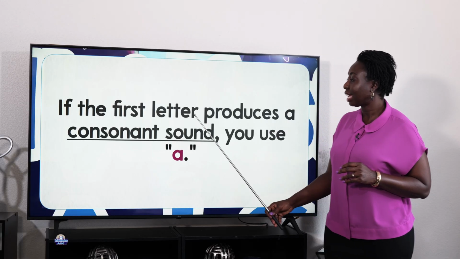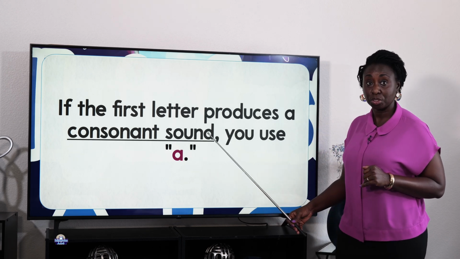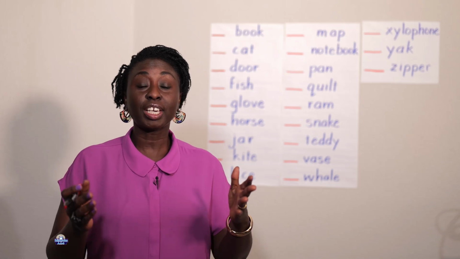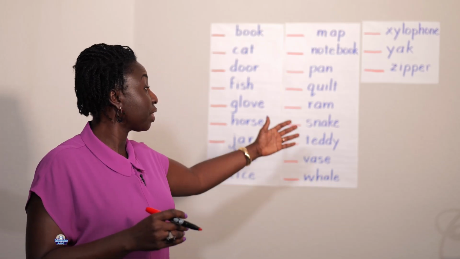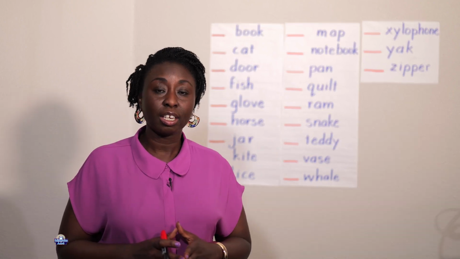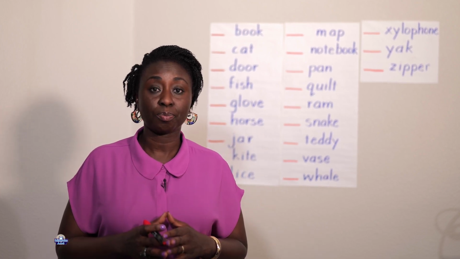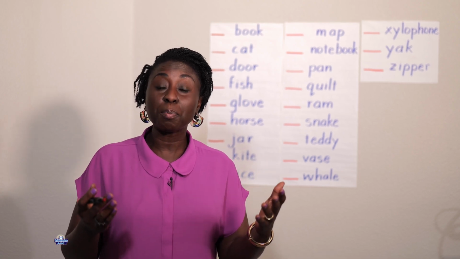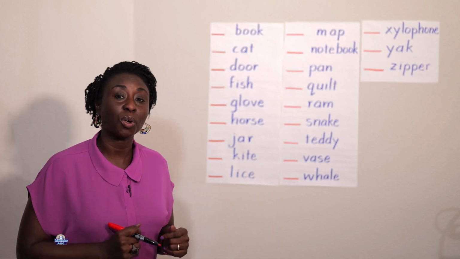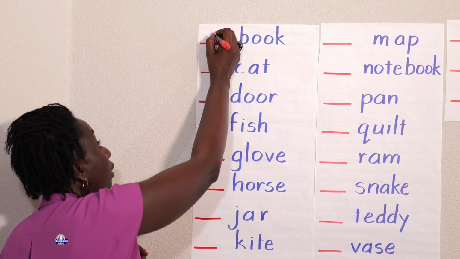If the first letter produces a consonant sound, you use a. Okay, now let's look at these words. All of these words begin or produce a consonant sound. So we will be using the article a. Let's go. A book.